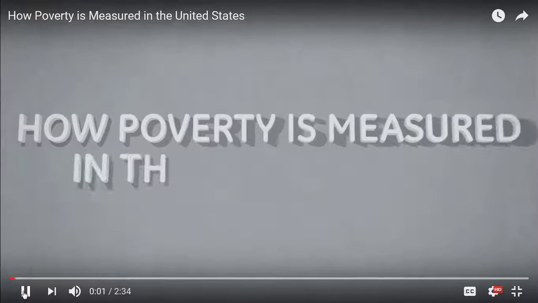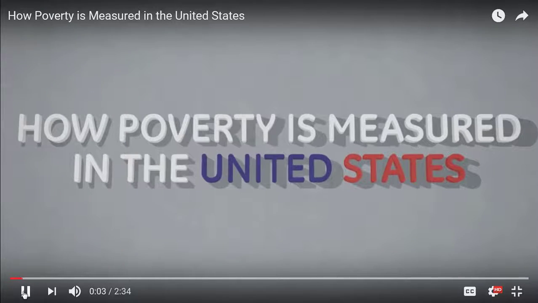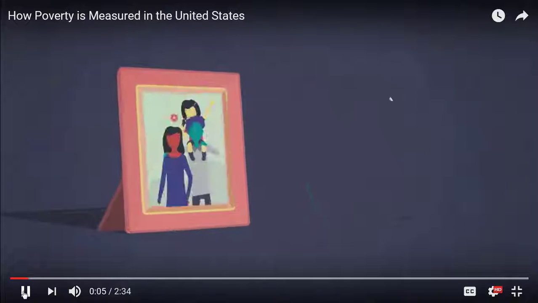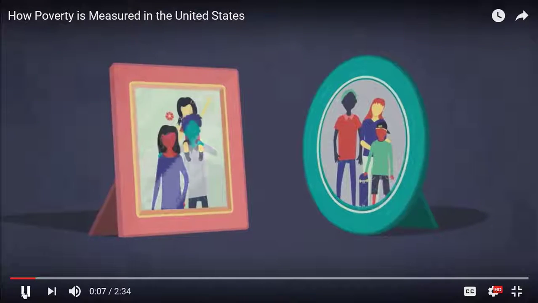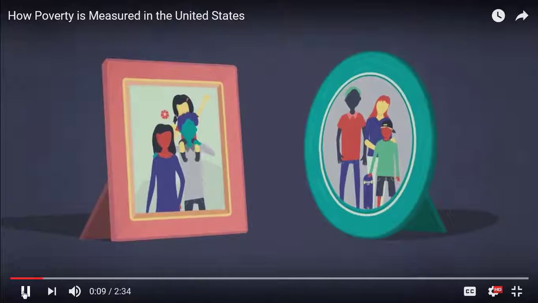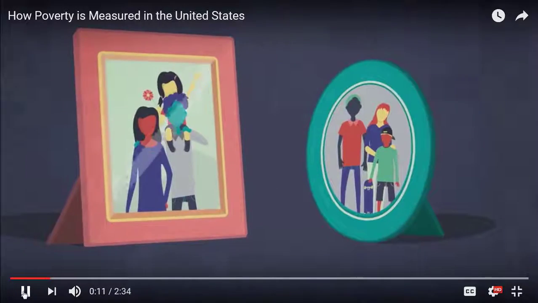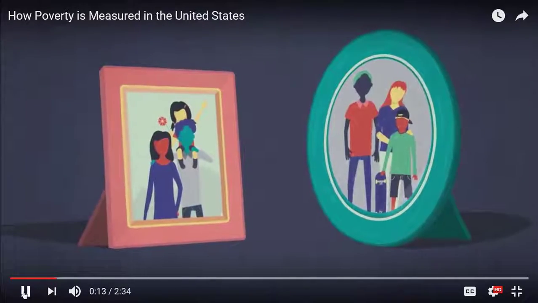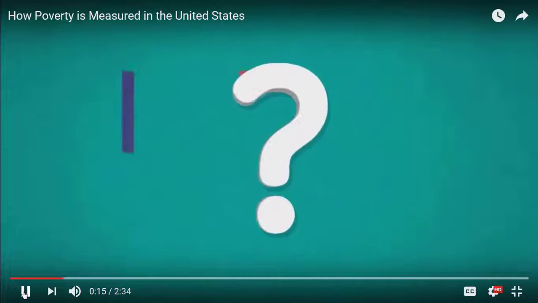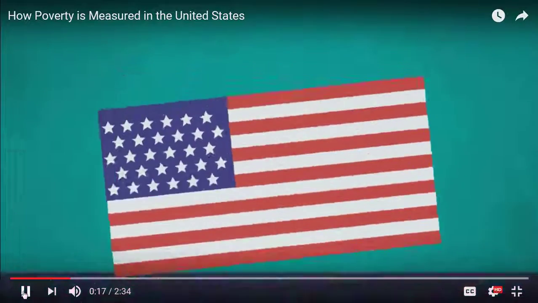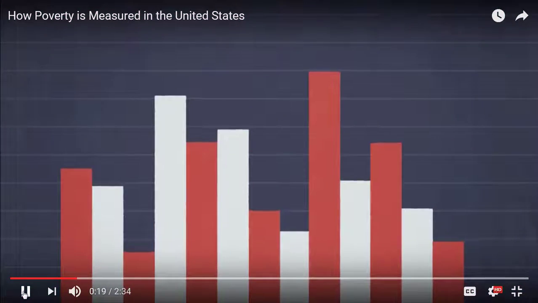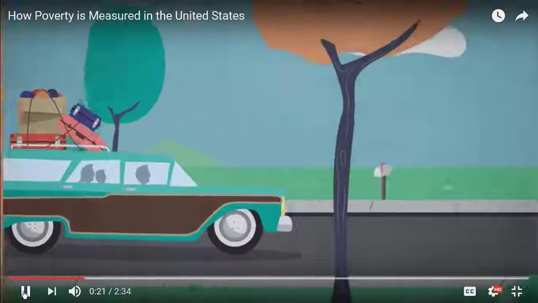How poverty is measured in the United States. Here are two families living in the United States. They have similar incomes. However, one family is considered in poverty and the other is not. How could that be? Who decides who's poor in the United States? How is poverty measured? The answer takes us back 50 years.